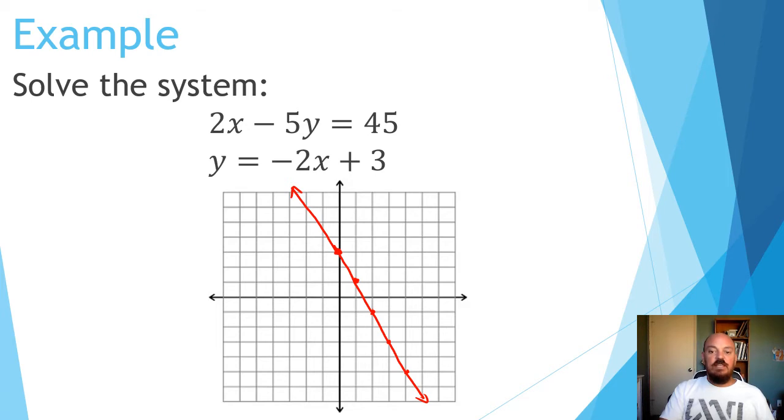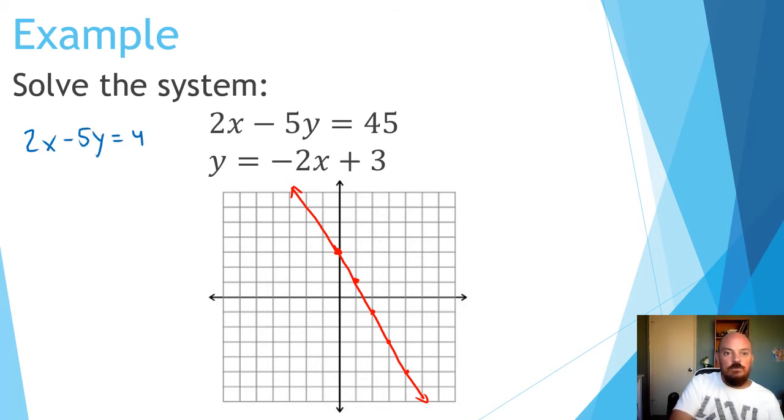And then for the second line, or I guess for the first line, the top equation, we could do intercepts, but we're going to get a really big number, so that might not work that well for us. Let's try this another way. Let's take that top equation, 2x minus 5y equals 45, and let's put it into slope-intercept form.